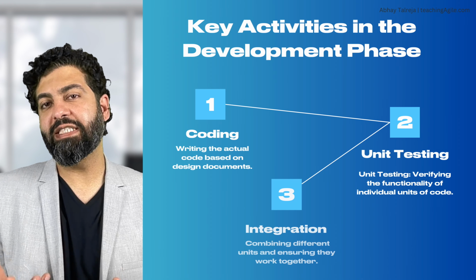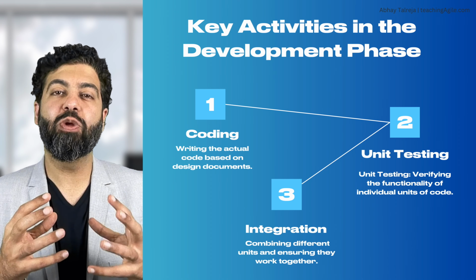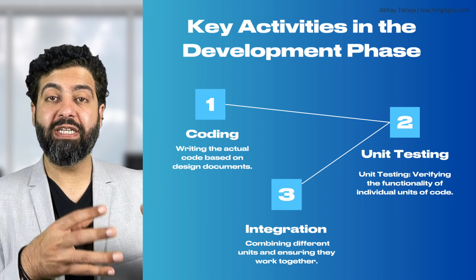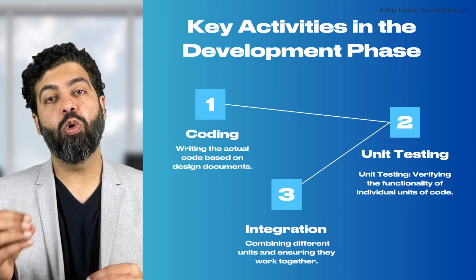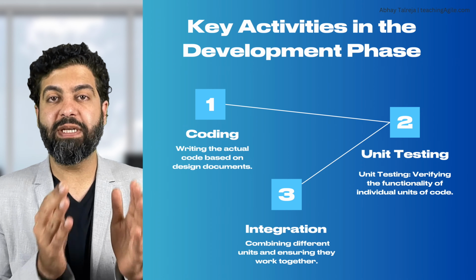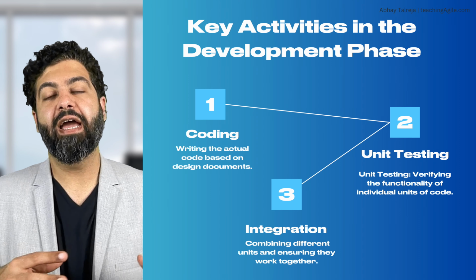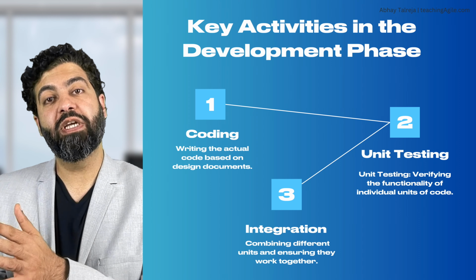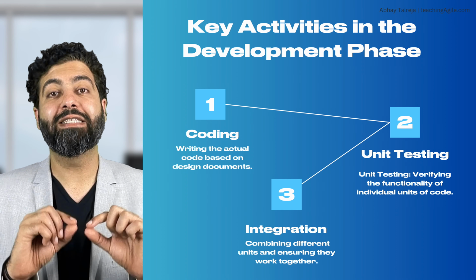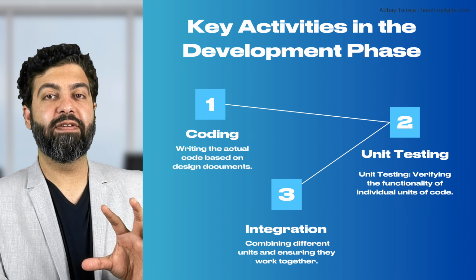What are the key activities that we do in the development phase? Well, the most important is coding. You have the development team write the code based on the design documents that were created. You also have unit testing. Whenever they write the code, they have to do unit testing, basically test each individual feature uniquely. And then when you have tested each feature uniquely, you also have something called integration. So you bring all the units together and test it holistically. These are the activities that are very common in a development phase.